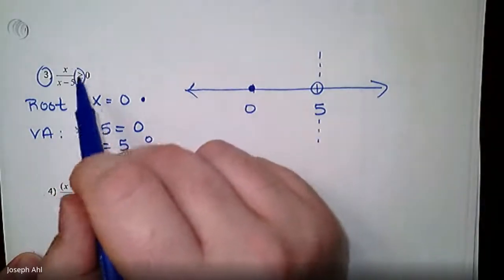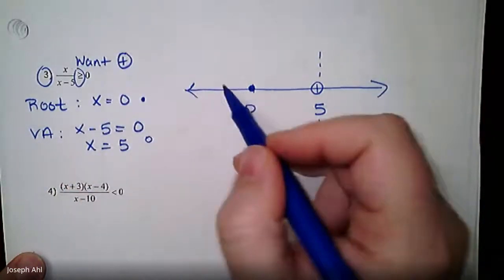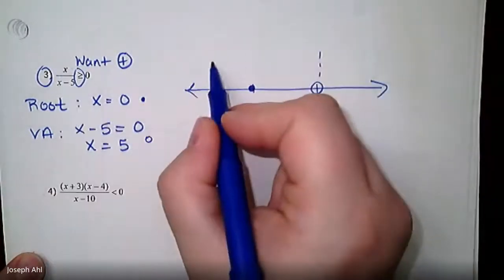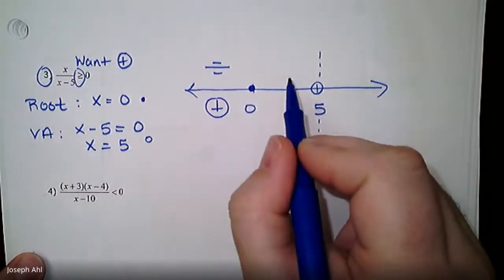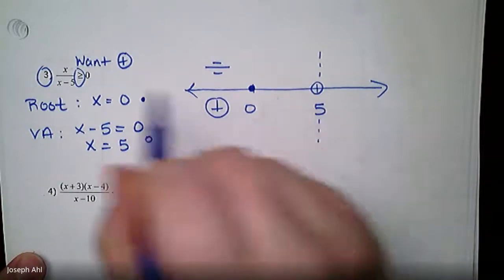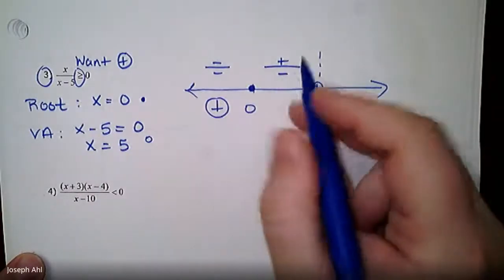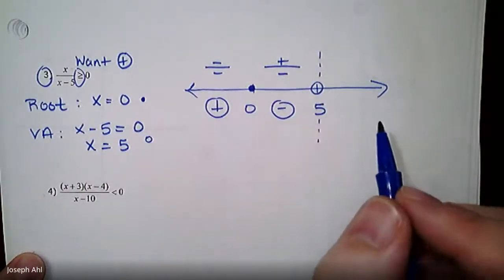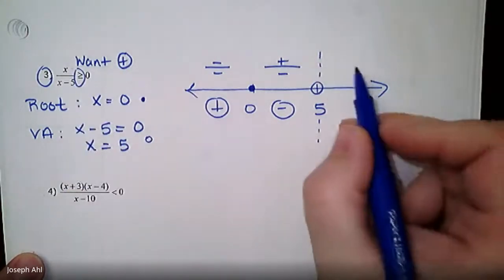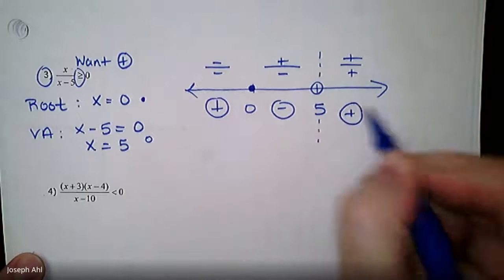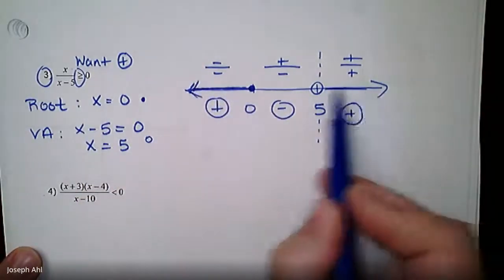Oh, and by the way, what do we want? Greater than 0 means we want positive. Okay, so if I test -1, the top is -1, which is negative. -1 minus 5 is negative, and negative over negative is positive. All right, moving on to x equals 1. The top would be positive. The bottom would be 1 minus 5, which is negative. Positive over negative is negative. And then if I test x equals 6, we're going to wind up getting positive over positive, which altogether is positive. And since we wanted positive, we can now shade to the left and shade to the right.